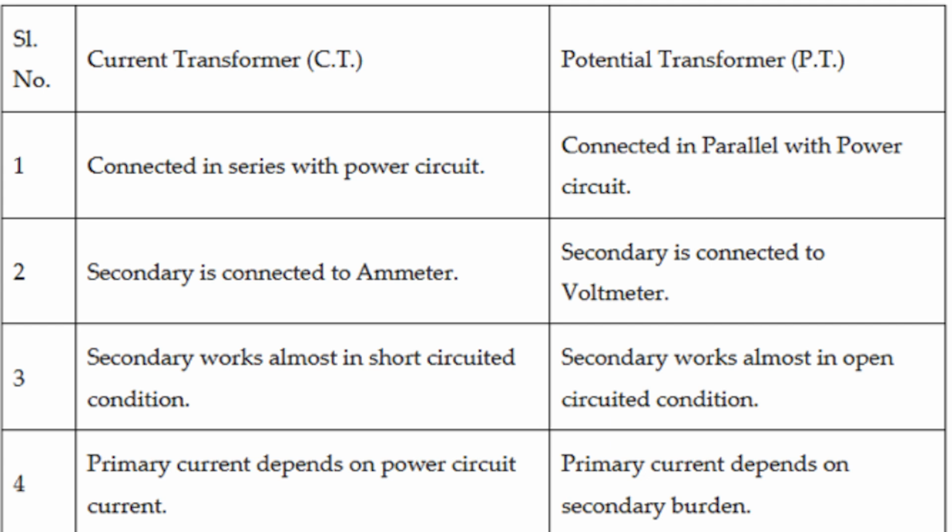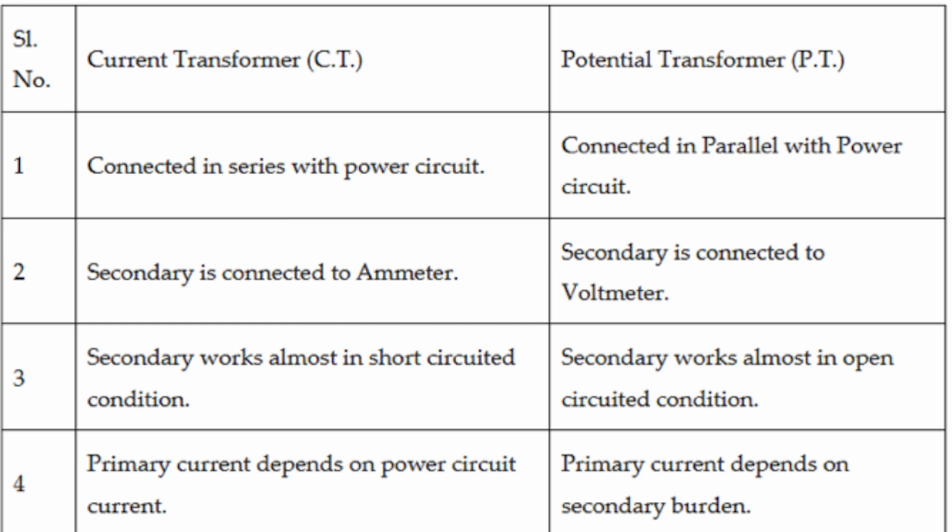Now we will discuss the difference between a current transformer and a potential transformer. The first difference is that the current transformer is connected in series with the power circuit and the potential transformer is connected in parallel with the power circuit. The second difference is that the secondary is connected to a meter, and in case of potential transformer, the secondary is connected to a voltmeter.